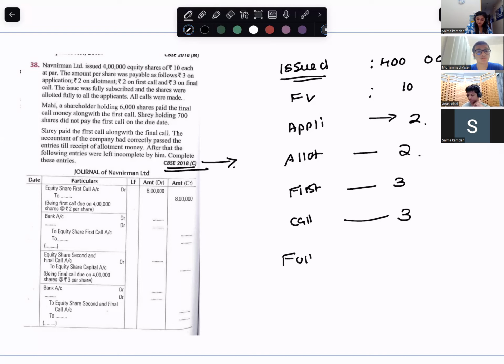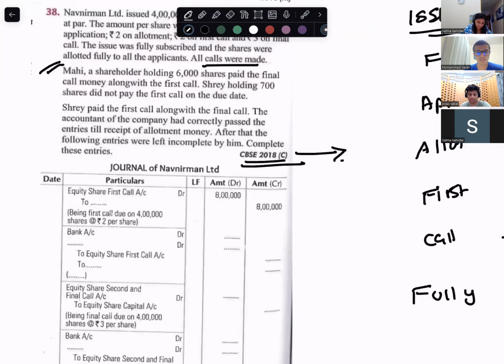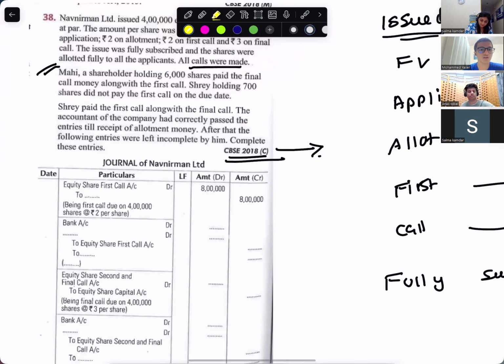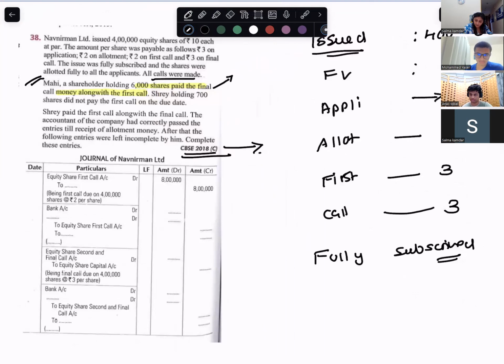The issue was fully subscribed. What do you mean by fully subscribed? All the shares issued have been taken away. All the calls were made. Mahi, a shareholder holding 6,000 shares, paid the final call money along with the first call. So this lady has paid the final call money. What is the final call money?